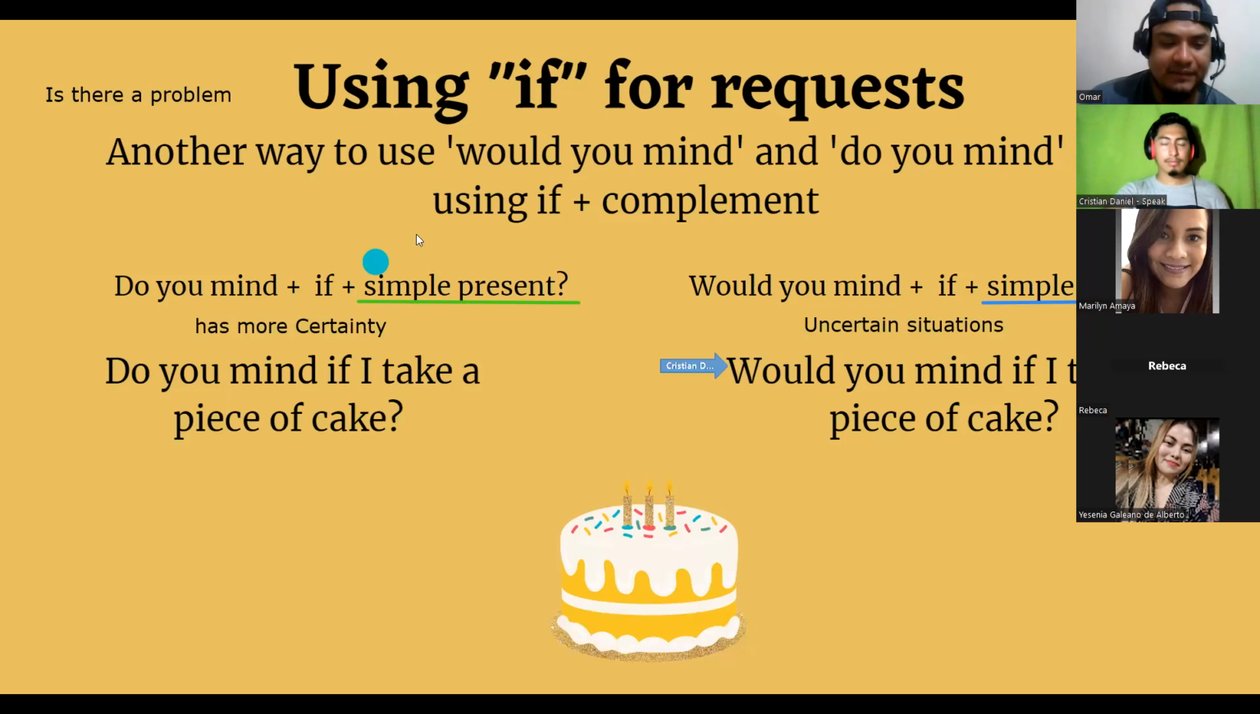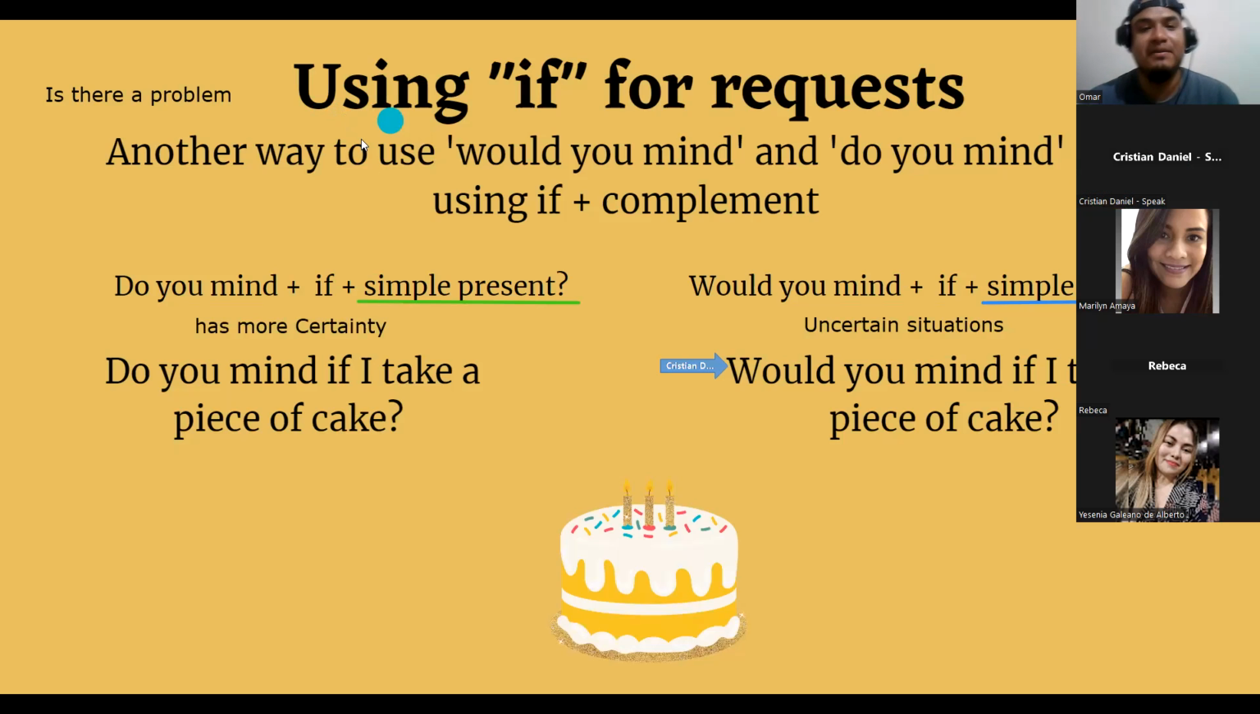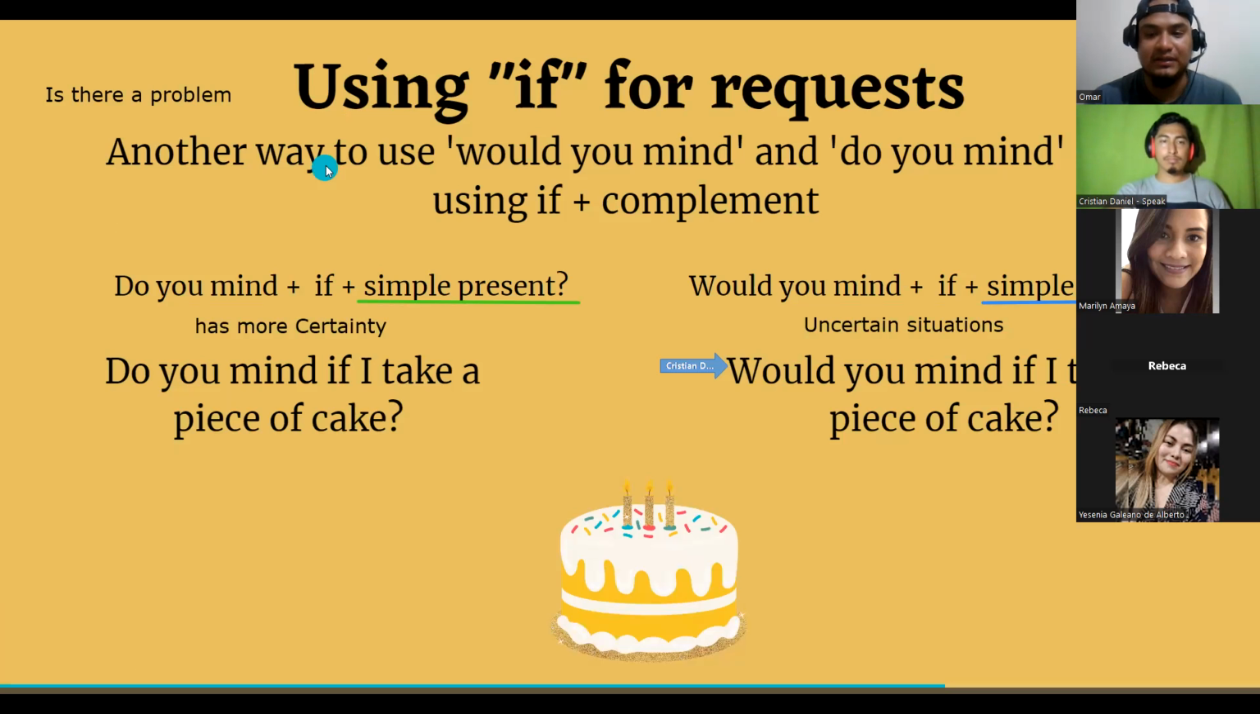Yeah, I have a little question about the second example, teacher. Yes. So, would you mind if I took a piece of cake? I understand, Daniel took the piece of cake in the past, and maybe the people who prepared the party, I think, are angry with you because you took the piece of cake in the past. So the action happens in the past. So it's not in this moment.